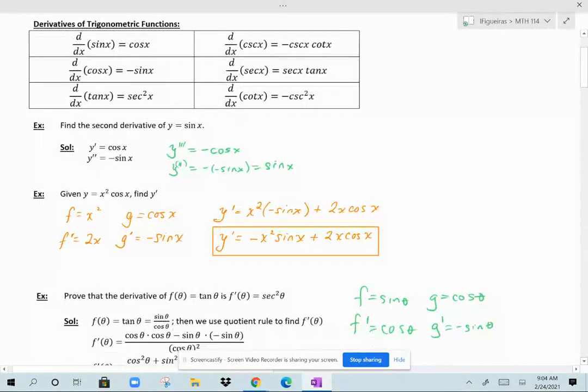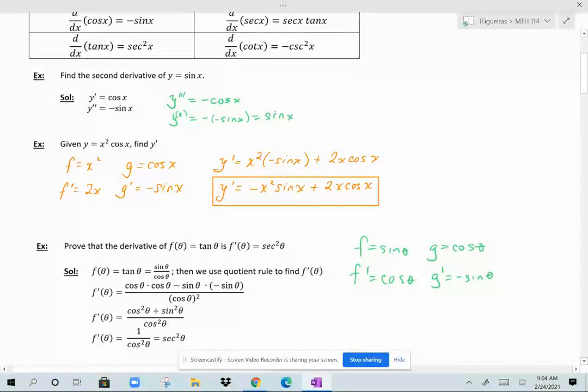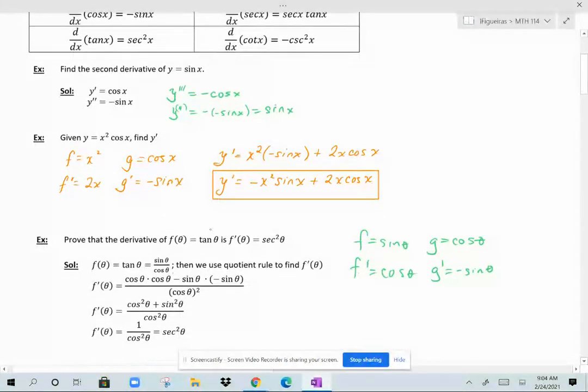All right, so now we're going to prove that the derivative of tangent of theta is secant squared of theta. So I gave that to you here, but we're actually going to show how to derive that by using our quotient rule. And the reason why we can use quotient rule is because tangent of theta is equivalent to sine of theta over cosine of theta. So that's something we learned in pre-calculus.